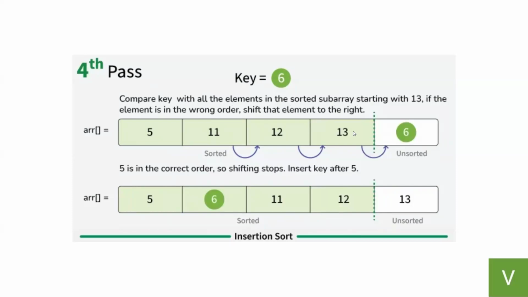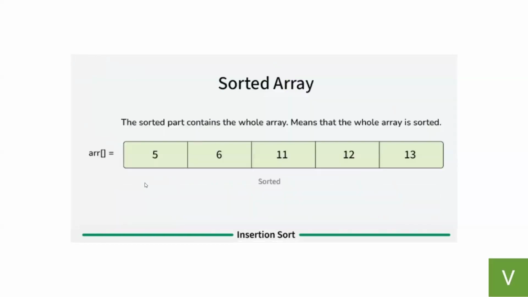In the fourth pass, we will consider 6 as the key value. Again, we compare the key value with the remaining elements. If the key value is less, we will swap them, else we will not. So after comparing the key value with 13, 12 and 11, here 6 is smaller. So we will swap the 6. Again, we compare 6 with 5. Here 5 is less than 6, so no need to swap. So after the fourth pass, the complete array is sorted and no more iterations are possible. So this is the resultant array. So this is the insertion sort algorithm.